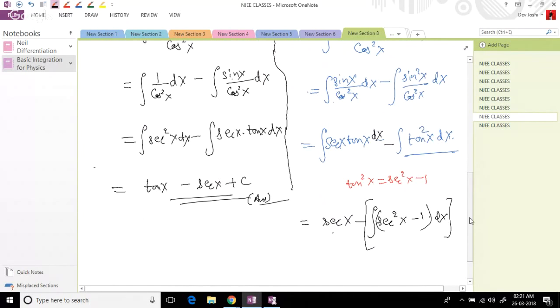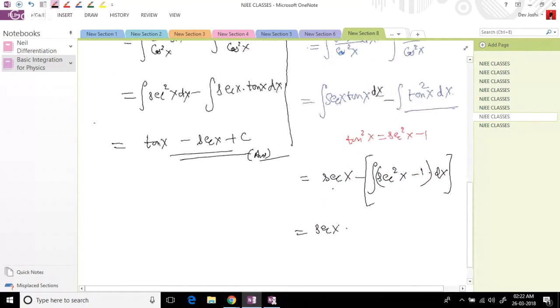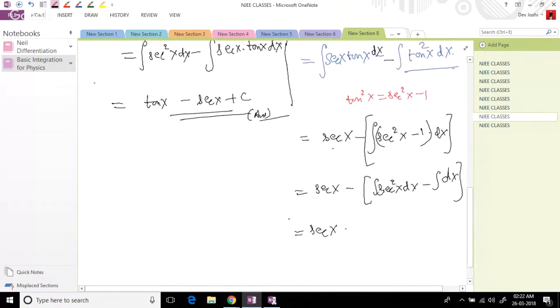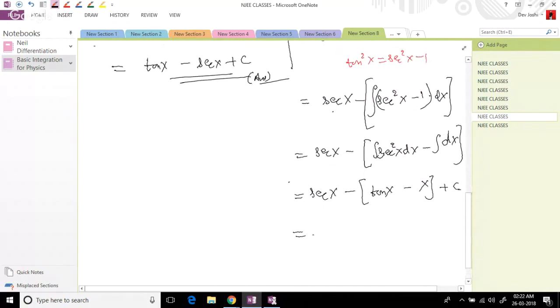Correct. So here we are having sec x minus the integral of sec square x dx minus the integral of 1 dx. So 1 dx means dx. Correct. So it is going to be equal to sec x minus the integral of sec square x. The integral of sec square x is what? Tan x, minus the integral of dx, which is x plus c. Correct. So just multiply it. So what we are having is sec x minus tan x plus x plus c. So that is how we can proceed.